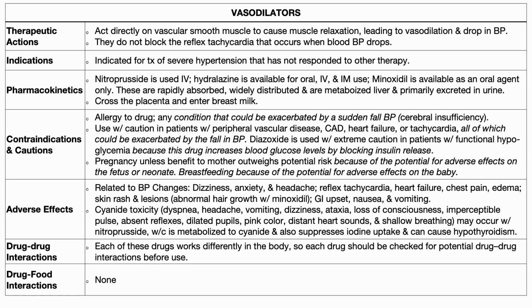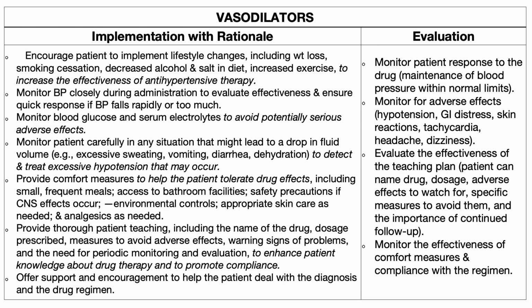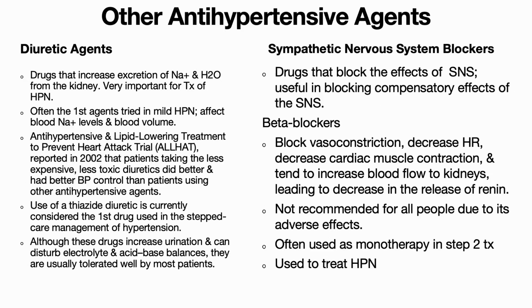Then the vasodilators. If other drug therapies do not achieve the desired reduction in BP, it is sometimes necessary to use a direct vasodilator. Most of the vasodilators are reserved for use in severe hypertension or hypertensive emergencies, for example hydralazine, minoxidil, and nitroprusside. Okay, so that is a continuation of vasodilators. And then we also have other antihypertensive agents.